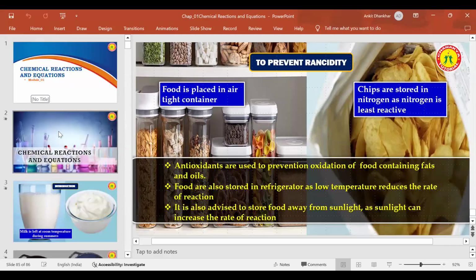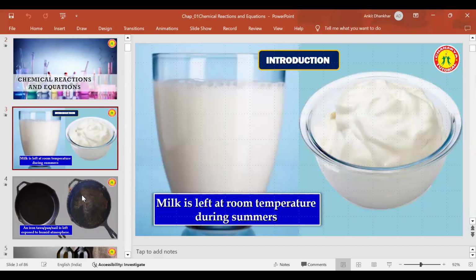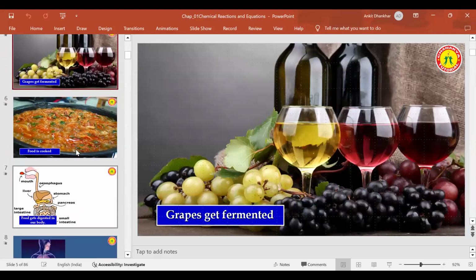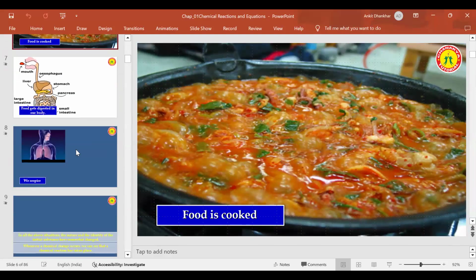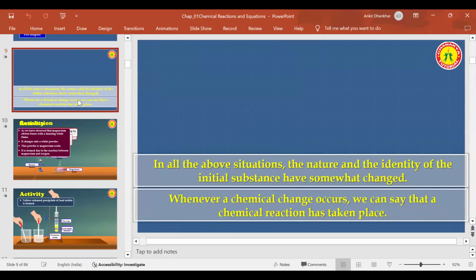We started with chemical reactions. We saw different chemical reactions, for example, milk turning into curd, fermentation, cooking of food, respiration. So all these were types of chemical reaction where some reactant was changing into product.